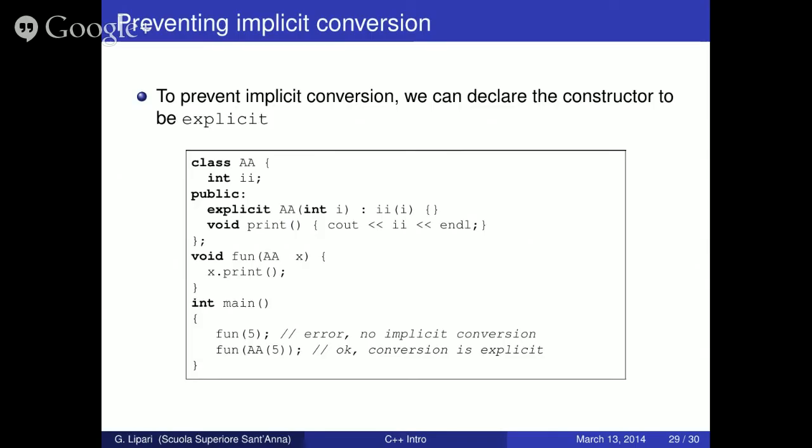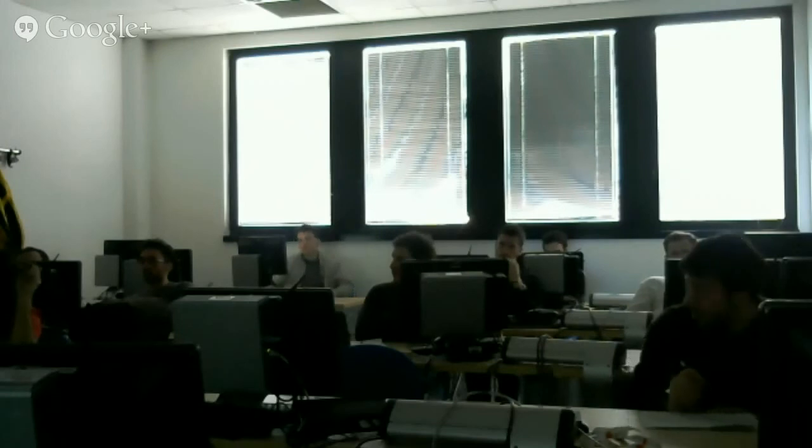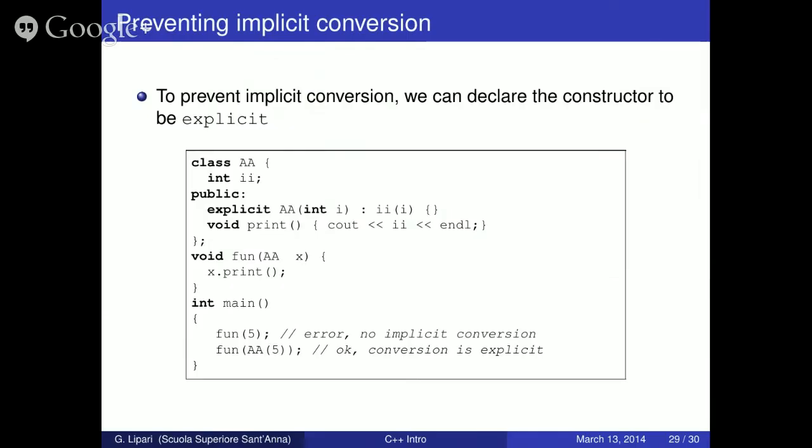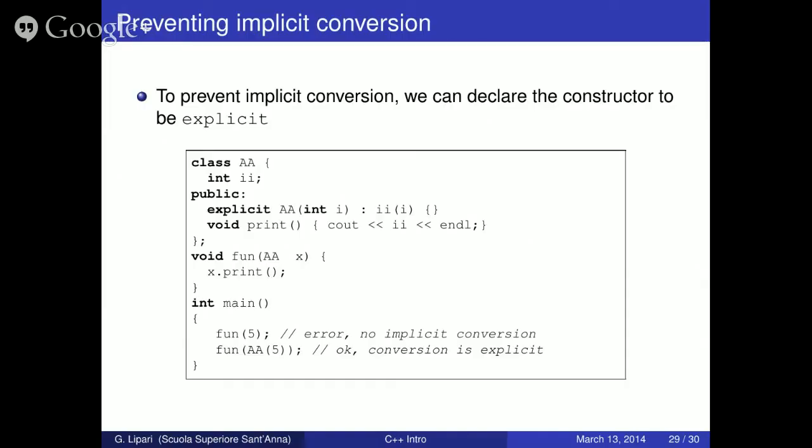What if we also had a constructor of A which takes a float? We have two constructors, one which takes an int and one which takes a float. When we call fun(5), is it legal? Yes, it's legal, and it uses the integer because it's the closest one. If you want to call the other one, you have to specify that 5 is a float, so you either write 5f or you write 5.0.